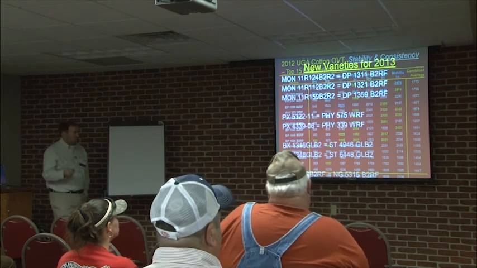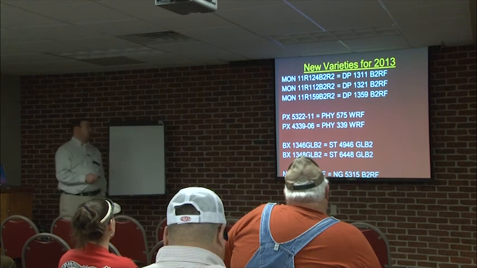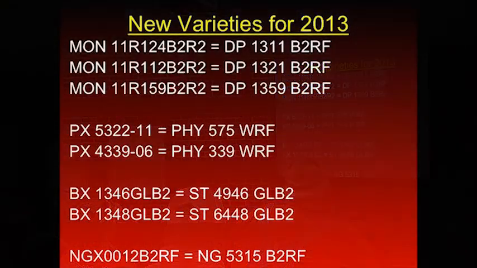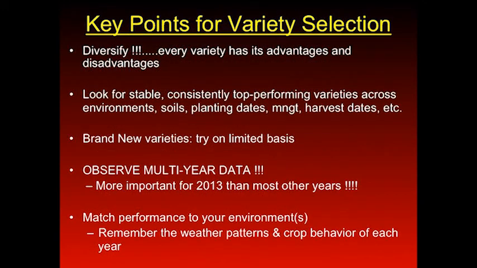So what's new for 2013, where every brand is bringing forward new varieties? From Monsanto, we have Delta Pine 1311, 1321, and then 1359. From Phytogen, we have two varieties, Phytogen 575 and 339. From Bayer CropScience, we have two, both of them Stoneville brand, and both of them Glytol LibertyLink varieties, those being 4946 and 6448. And then NextGen 5315.